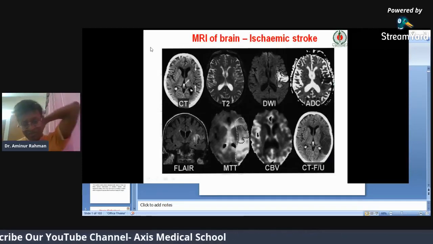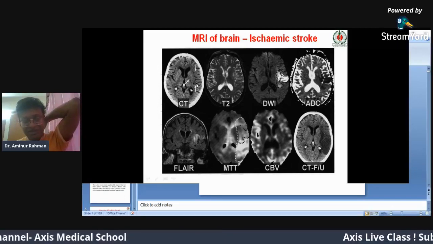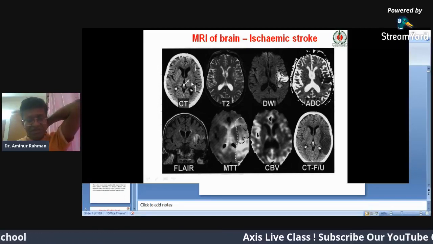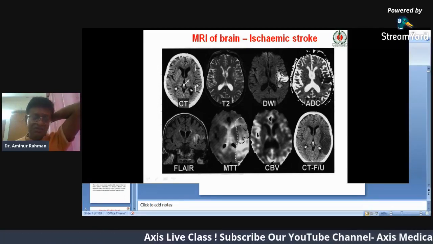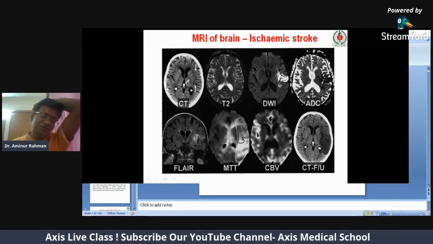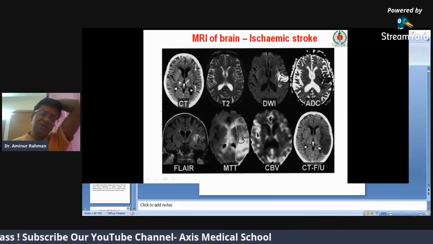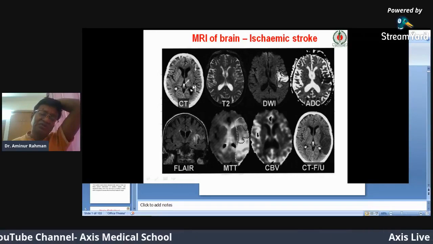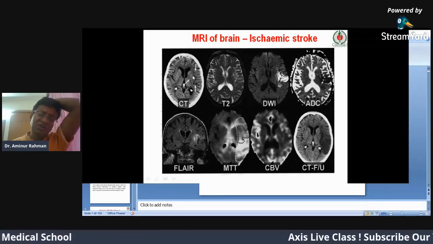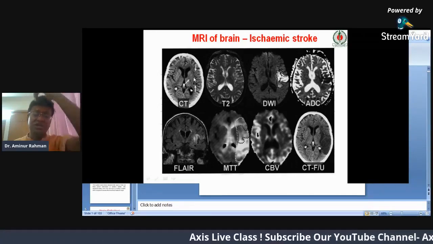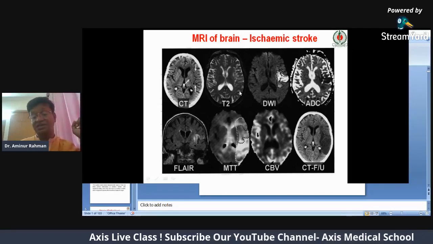Here you see a CT scan. Here is the early change. This early change is the loss of gray-white differentiation; there is less gray-white differentiation here. So this is part of the acute ischemic stroke in the early stage.